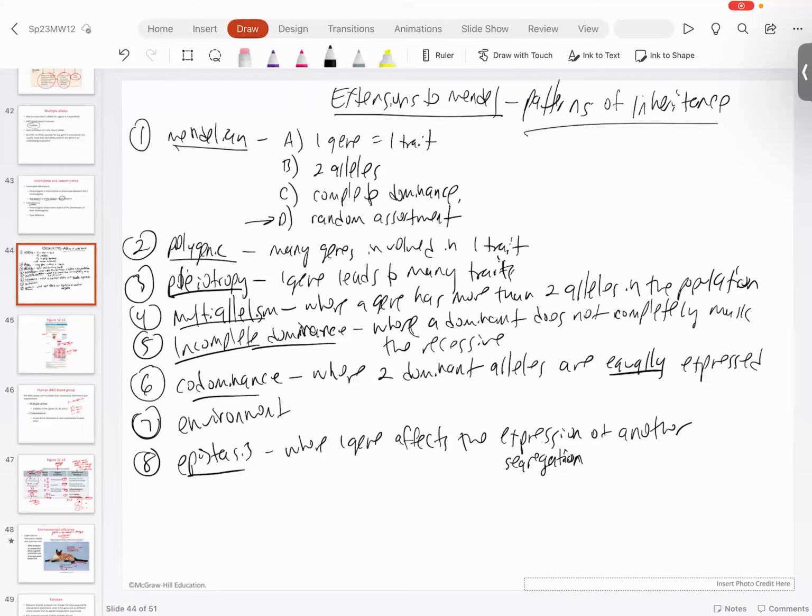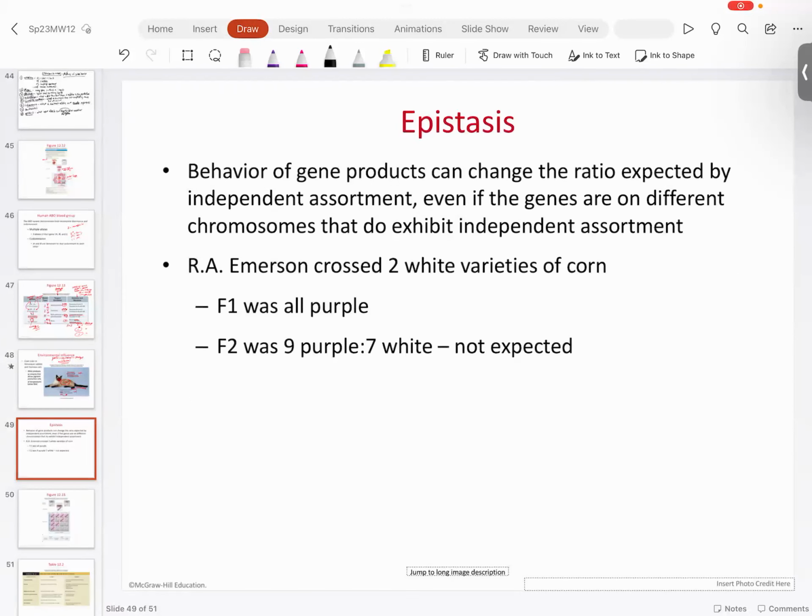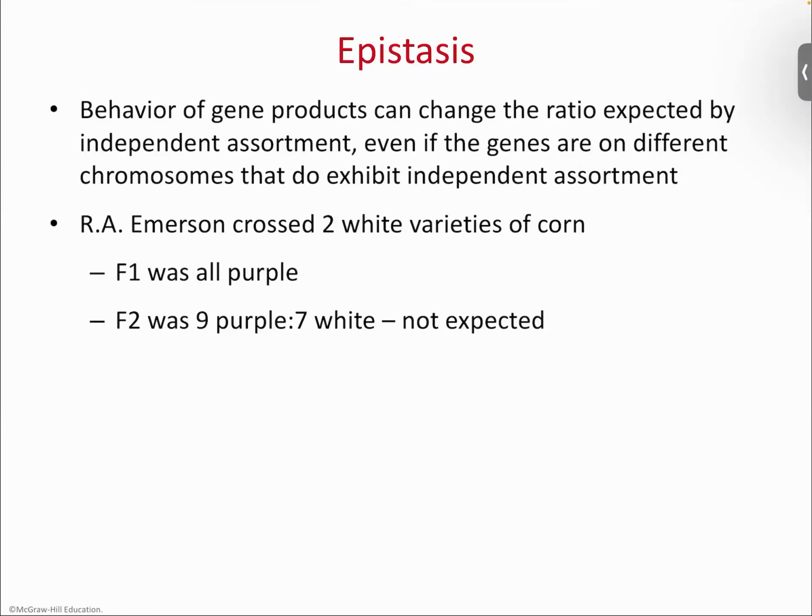But epistasis is mostly focused on expression of a gene being affected by another. So this is the best, since we just talked about pigment. Now, Emerson worked on corn, and we'll talk about corn. What he did basically was Mendel's work, but instead of seeing 9:3:3:1, what he saw was 9:7. Notice what 9:7 is. It's a variation of 9:3:3:1. If you take 9:3:3:1 and add these together, then you'll get 9:7.